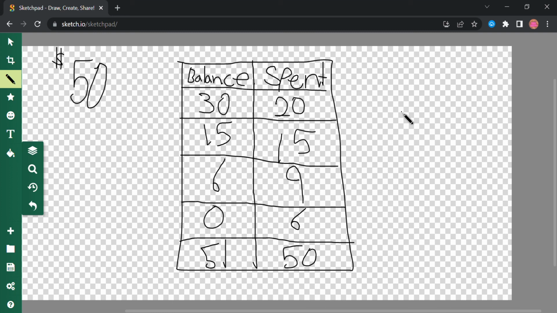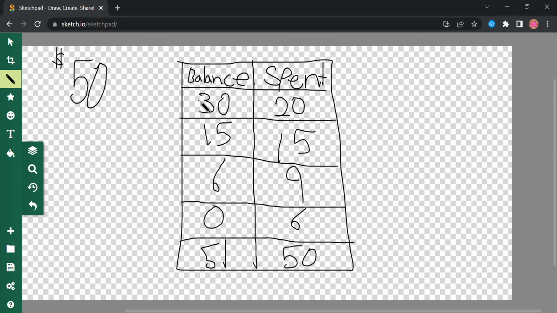But basically, the question is, what is wrong with this chart here? You spend 20, you get 30. Spend 15, you get 15 back. Spend 9, you get 6 back. Spend 6, you get 0. When you add up everything in your spend, you get 50. 20 plus 15, 35. 35 plus 9, 44. 44 plus 6 is 50.